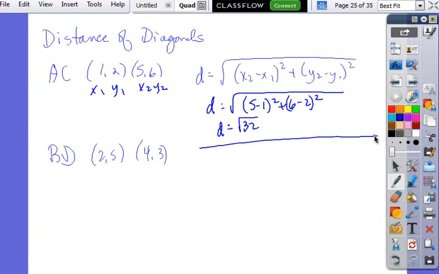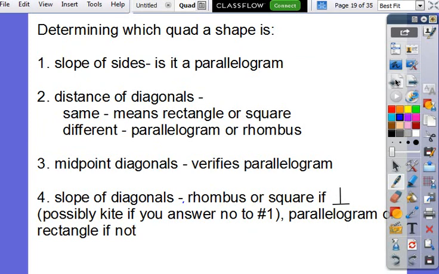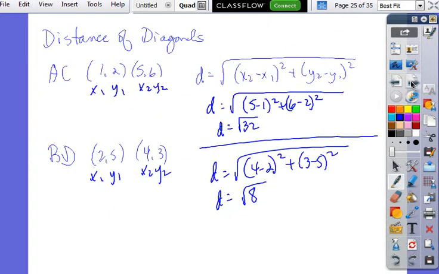Check the second one, x1 and y1, x2 and y2. What do I know now? If these two things are different, what does that tell me? If you go back to the rules, if it's yes on parallelogram and then no, or the distance of the diagonals is different, it's parallelogram or rhombus. So right now I know it's either a parallelogram or a rhombus.